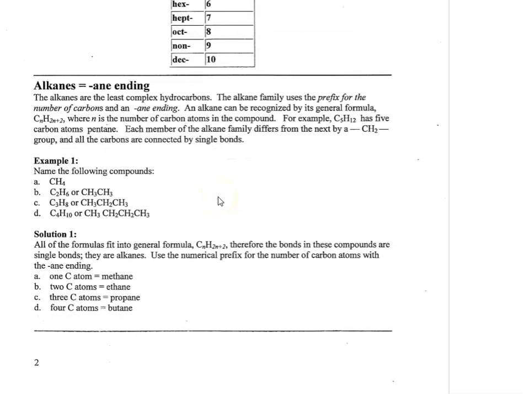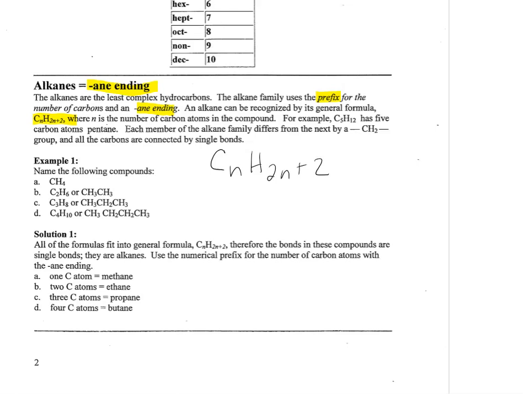When we're talking about alkanes, these are the ones that have the ane endings. Everything is named for what it is. These are the least complex. They use the prefix for the number of carbons and ane as the ending. They can be recognized by their general formula, which is CnH2n+2, where n is the number of carbons.